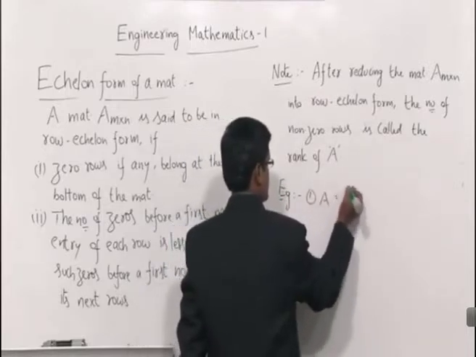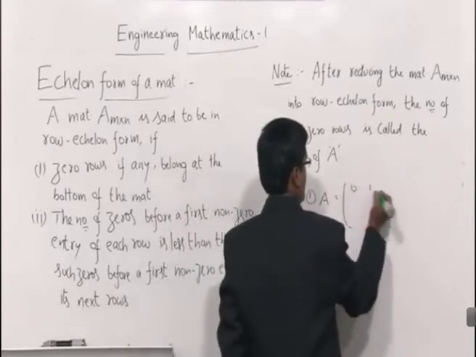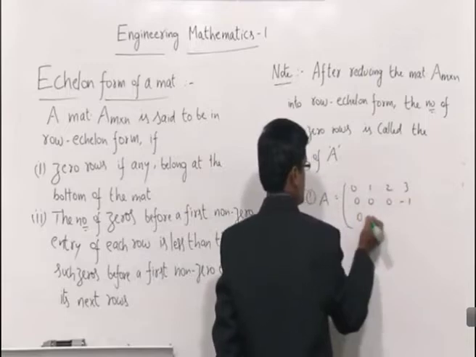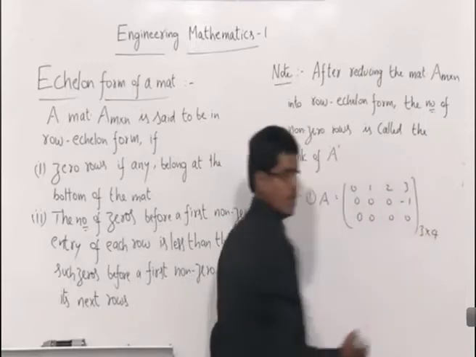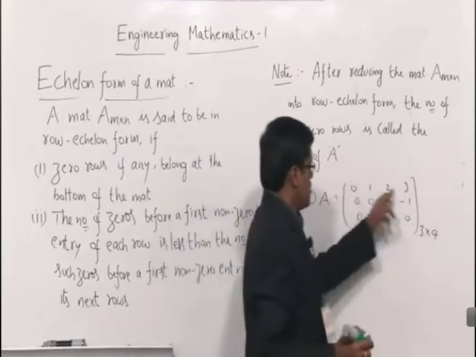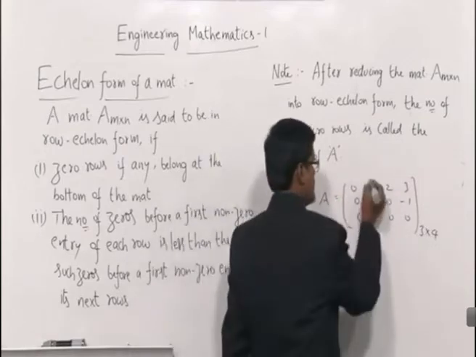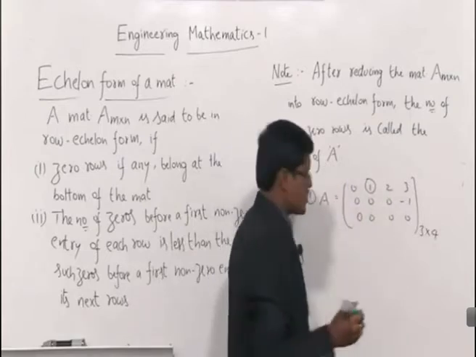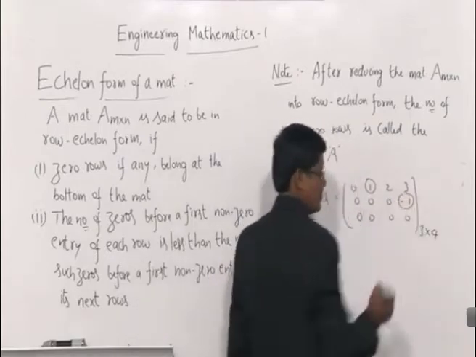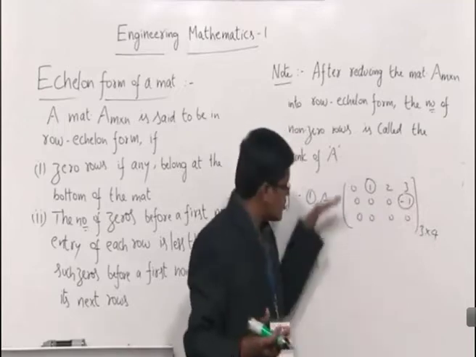1. A is equal to [0, 1, 2, 3; 0, 0, 0, -1; 0, 0, 0, 0], which is a 3 by 4 matrix. Now, go to the first row. Where is the first non-zero element? I highlighted it by a circle. In the second row, where is the first non-zero element? This is it. In the third row, there is no non-zero element.